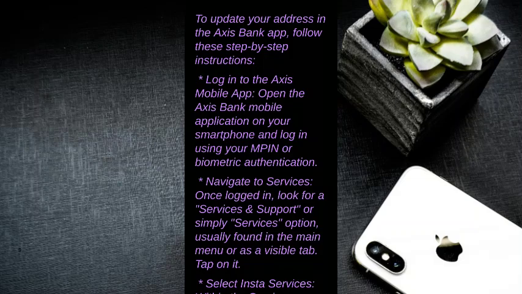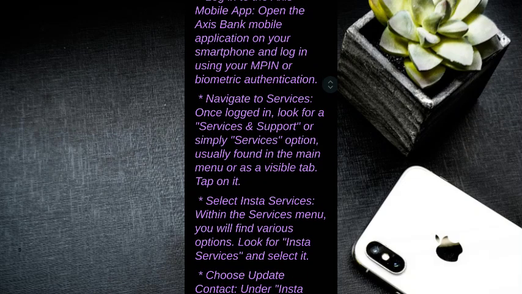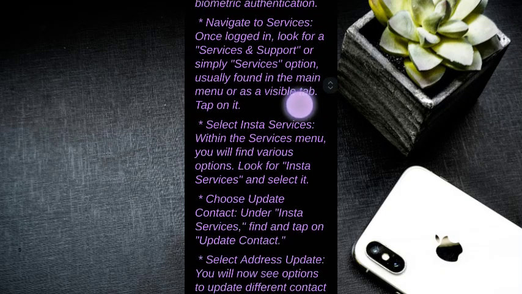It's quite simple. First, you have to log into your Axis mobile app on your smartphone, and then don't forget to use your MPIN or biometric authentication to log in. Once you are in, navigate to services. It also can be called services and support. Then it's usually found in the main menu or as a visible tab, so just tap on it.